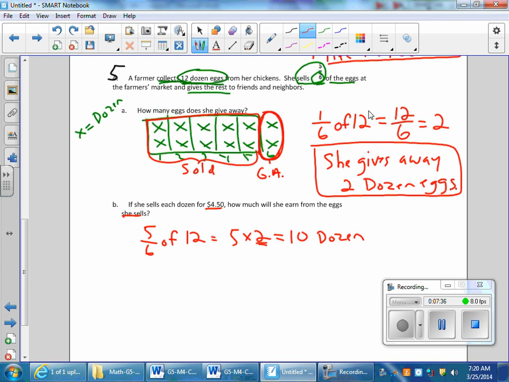So if she's selling 10 dozen, and she's selling each dozen for $4.50, this is a mental math problem. I'm going to move my decimal 1 spot to the right to make it 10 times bigger. She's going to earn $45.